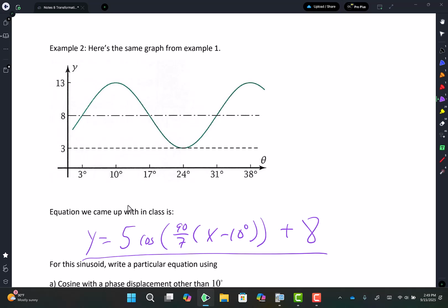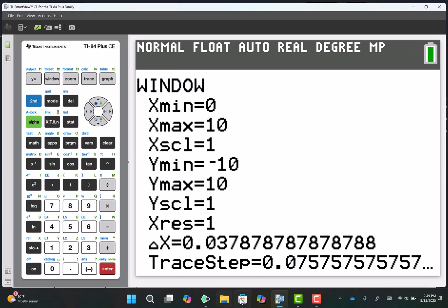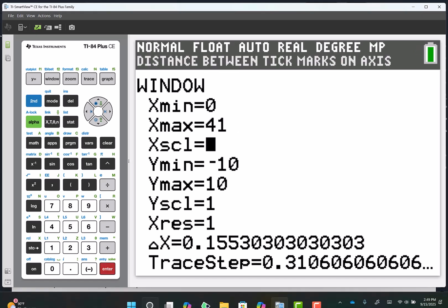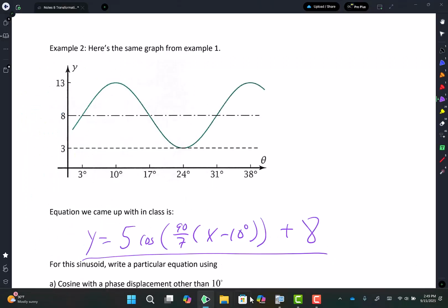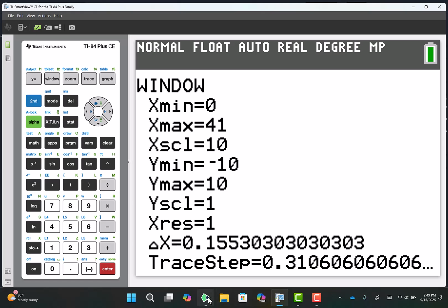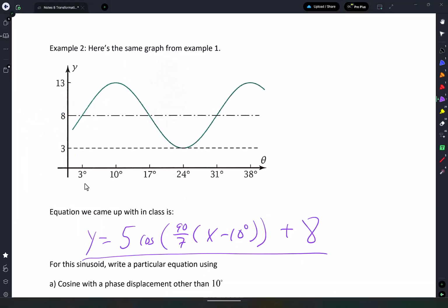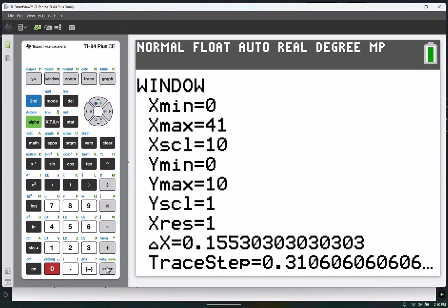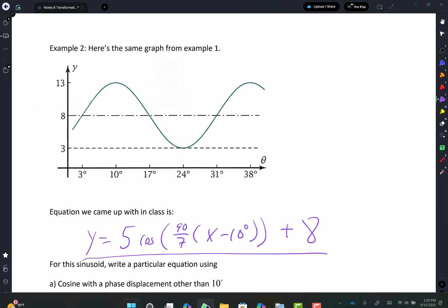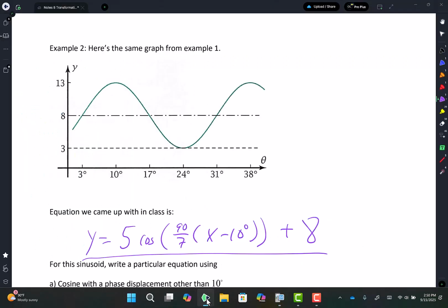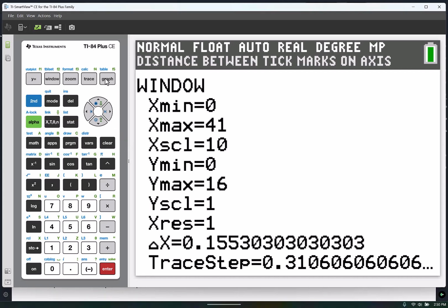Okay, click on window. What's my smallest x value? It's 0, so I'm going to put 0. My biggest x value, let's see, 38, 39... I'm going to put 41. It's going by 7, but you don't have to go by 7. X scale, I'm going to say by 10. Y min, what's the smallest y value? The smallest y value is 3, so I'm going to go below that, to 0. And Y max, the biggest is 13, so I'm going to go a little bit higher, say 16. Y scale by 1, that's fine. Graph.